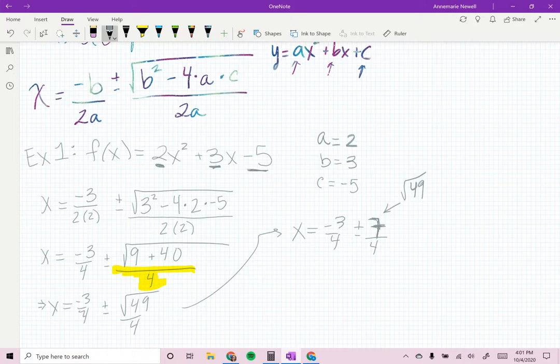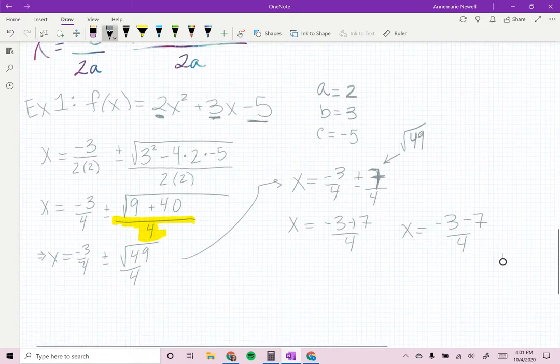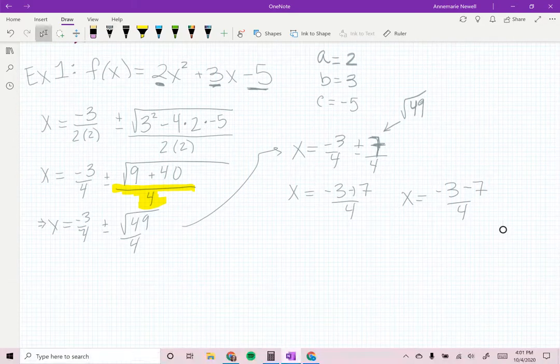Yeah? Both of these have the same denominator, so I'm going to combine them just like fractions. So I have negative 3 plus 7 over 4, and I also have x is equal to negative 3 minus 7 over 4. So we just need to figure out what these are. We're going to simplify even more. Negative 3 plus 7, 4 over 4. Oh, that's 1. And then we have negative 3 minus 7.